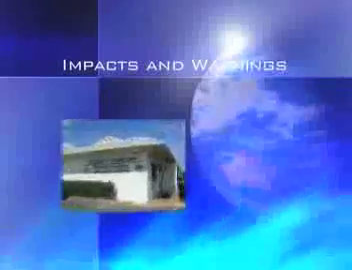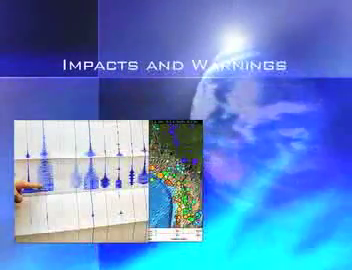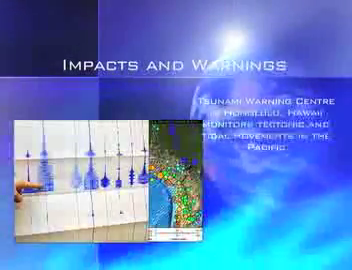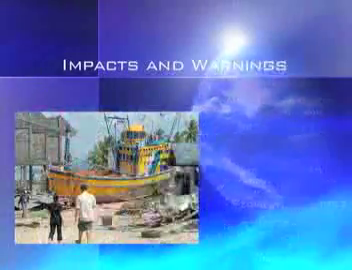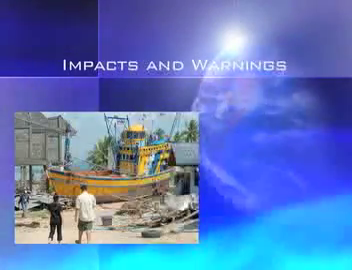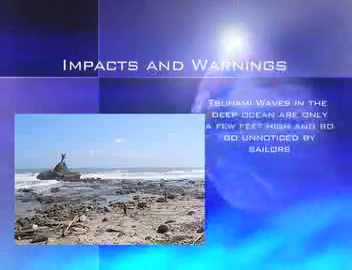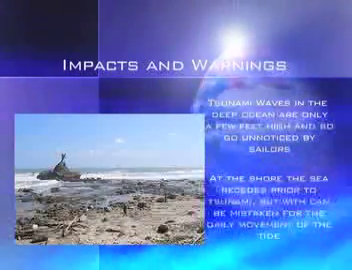The Tsunami Warning Center in Honolulu in Hawaii monitors tectonic and tidal movements throughout the Pacific, and provides vital tsunami warning information to national coastal authorities. However, it is very difficult for this information to be passed accurately to members of the public, who are ultimately most at risk. In the deep ocean, tsunami waves are often only a few feet high, and so go unnoticed by sailors. At the shore, the sea will tend to recede prior to the tsunami, yet this can often be mistaken for the daily movement of the tide.